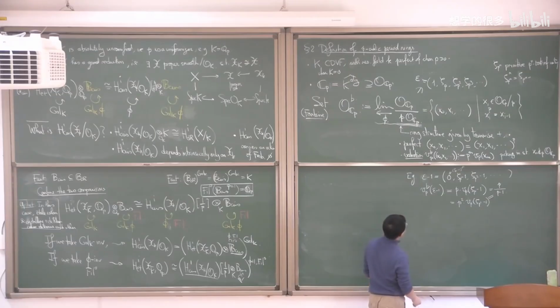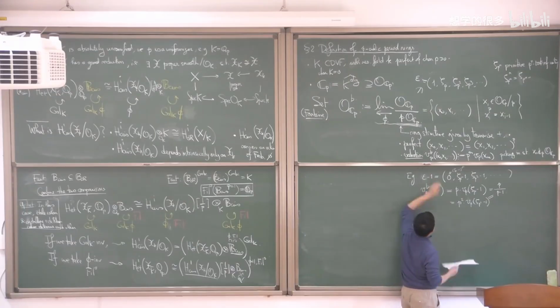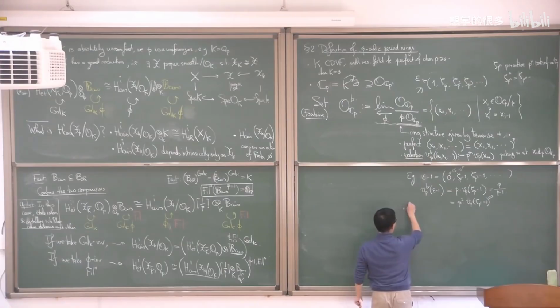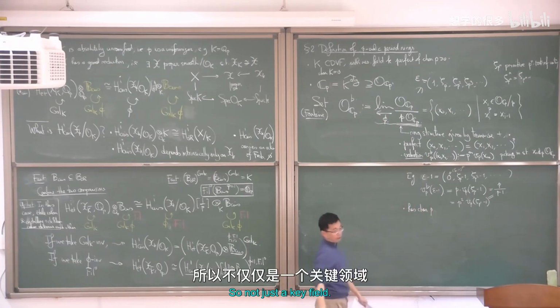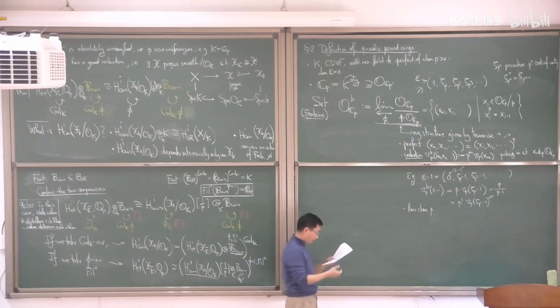And maybe I show you this in characteristic p. I'm taking the inverse limit to a characteristic p field, so it must also be of characteristic p. There's no doubt.